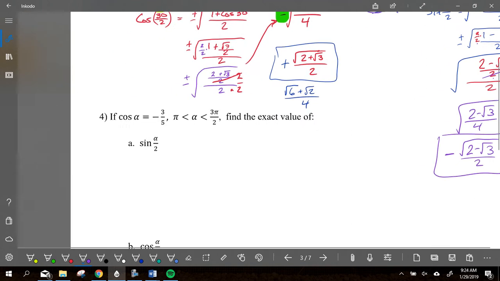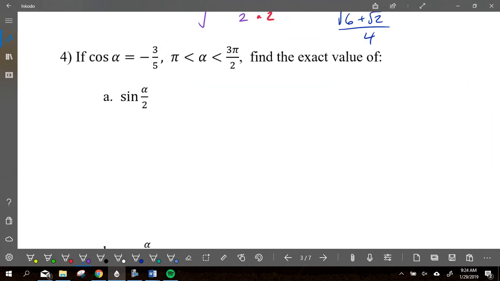Let's do one more together here. Looking at this last problem, it says if cosine of alpha is negative 3/5 and pi is less than alpha is less than 3 pi over 2, find the exact value. We're going to speed up these notes here at the end. We're just going to do tangent. That's the only one we're going to do, tangent alpha over 2. We just did the other ones a second ago.